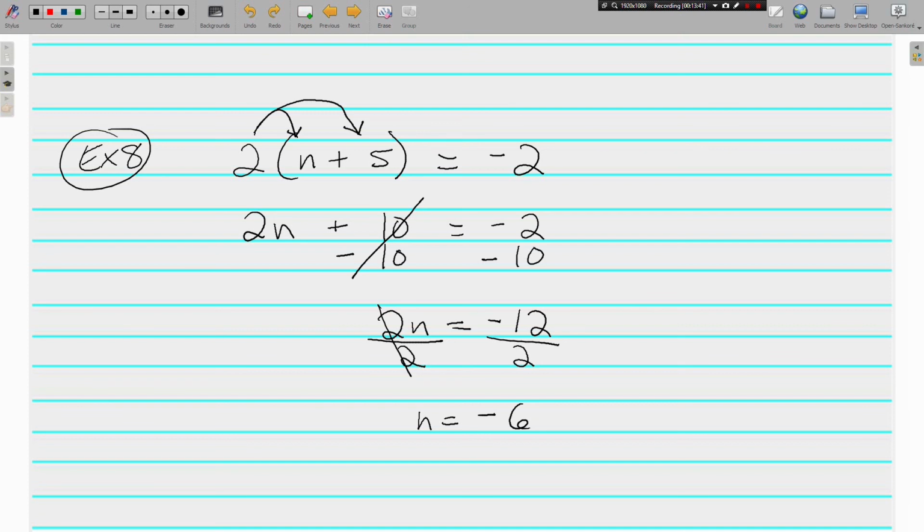Lots of examples here, but we're going to practice this a lot. It's a big deal. Got to know how to solve a two-step equation. If you have questions, write them down. Be ready to talk about them tomorrow. We'll see you then.